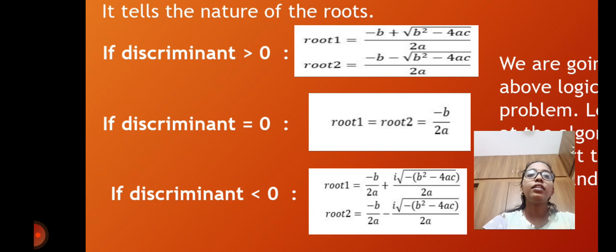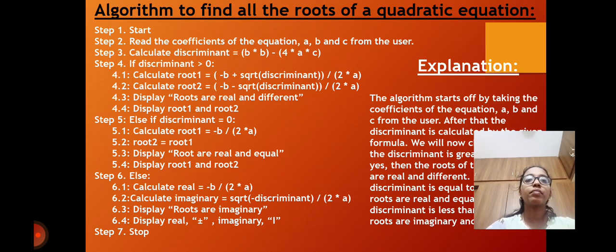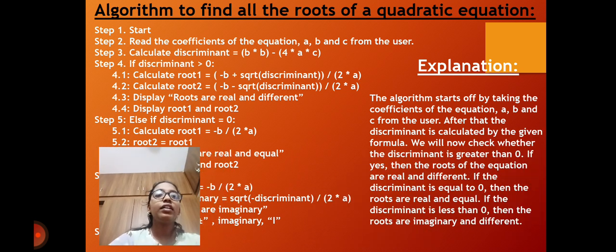So here, if the discriminant is greater than 0, this formula is used, and if the discriminant is equal to 0, this formula is used. If the discriminant is less than 0, this formula is used. This is an algorithm to find the roots of the quadratic equation.